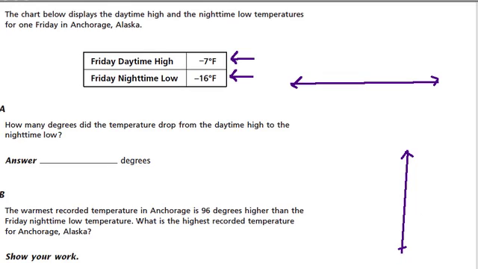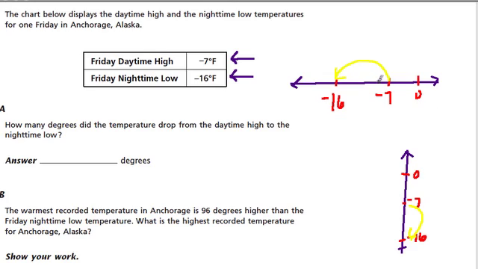that if here's 0 in both cases on the thermometer or number line, -7 would be about here, and -16 would be about there. Either way, you can say that -16 is more negative than -7, so it's lower. And we want to know here, how many degrees did the temperature drop from the high to the low? In other words, if the high was at -7, how far do we jump to get to -16?